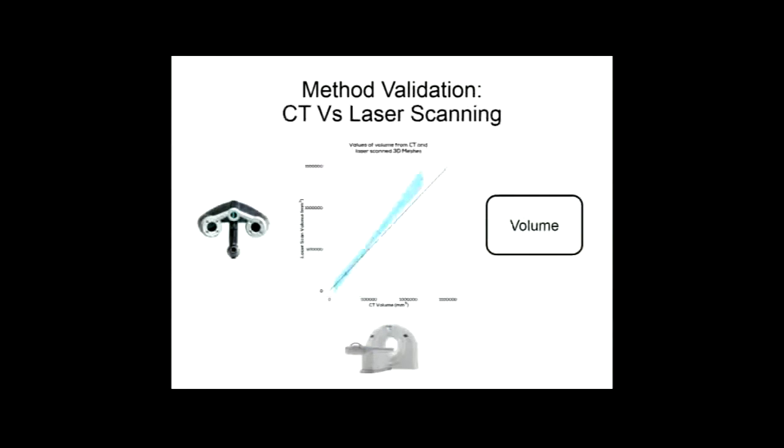However, even at this very rudimentary level, when you look at the values that you get from volume, you can see that the laser scanner slightly overestimates volume, but nothing concerning. I think I'd be quite happy to use this moving forward. And then when you look at surface area, it tends to underestimate.